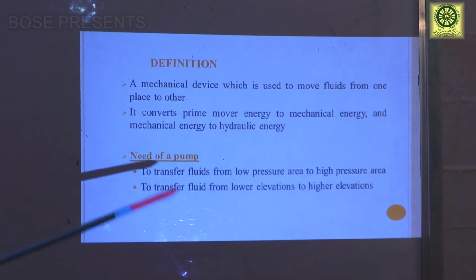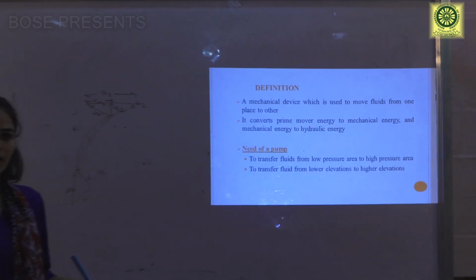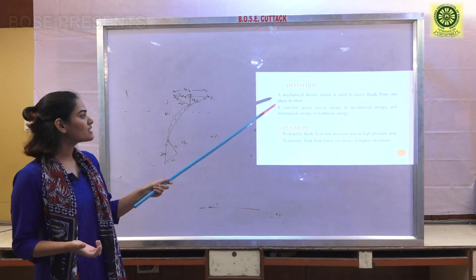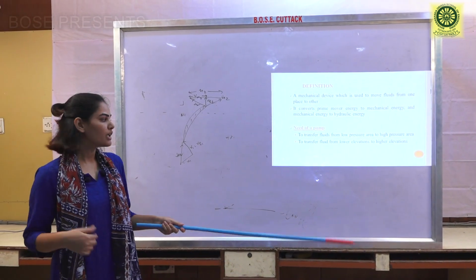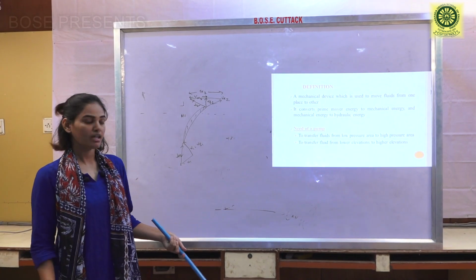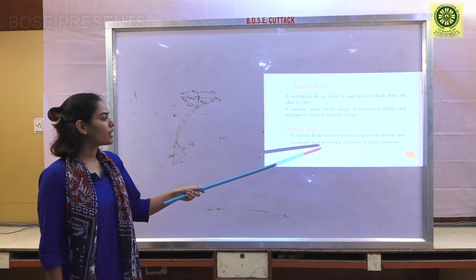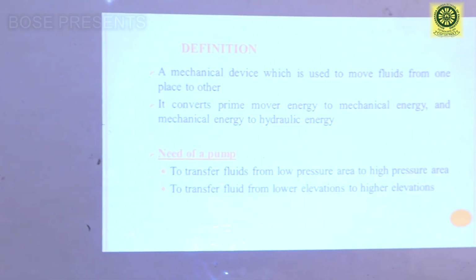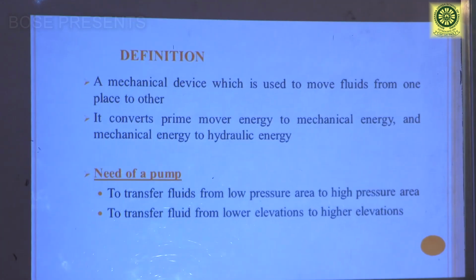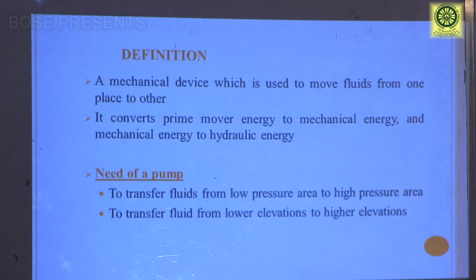Now, what is the need of a pump? Why do we need the pump? Firstly, we know that water flows from a high pressure area to a low pressure area. So when we need to flow the water from a low to a high pressure area, we need some external energy. Using a pump, we provide some external energy which transfers the fluid from a low pressure area to a high pressure area. Furthermore, when we want to transfer liquid from a lower elevation to a higher elevation, it is not possible without applying energy. So we use a pump for this reason.